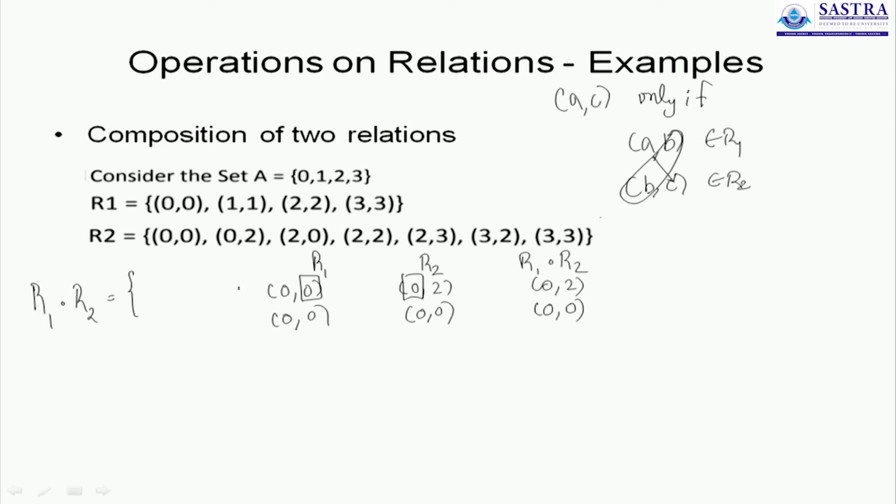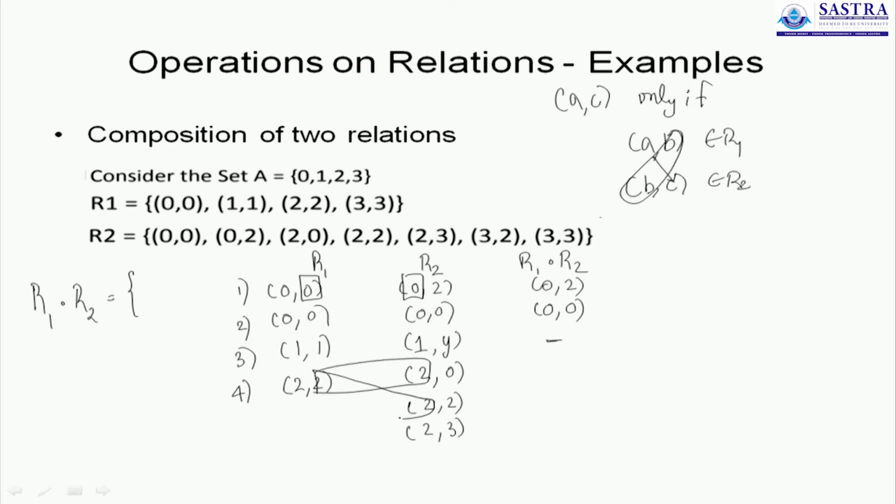That's okay. There's one pair, second pair, third pair. I cannot pair up 1 with anything else because nothing begins with 1 here. There is no ordered pair of the form 1 comma y in R2, so there is no composition possible. Look at 2 2. Are there any pairs beginning with 2 0? Yes. There is a pair with 2 0. There is a pair with 2 2. There is a pair with 2 3. So you can pair up the 2 with all of these and this to get 3 new pairs in fact, 2 0, 2 2 and 2 3.